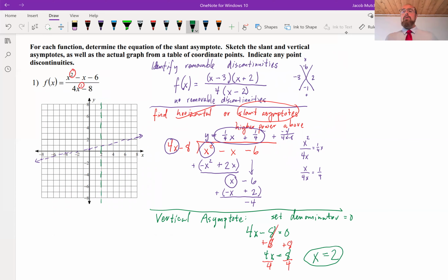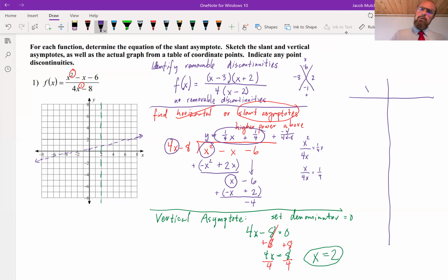So the framework's in place. I have a clear view about where my discontinuity is. It's at positive 2. And then I also have a slant asymptote y equals 1/4 x plus 4. All that's left is to place the actual function. And we do that by creating a table of values.